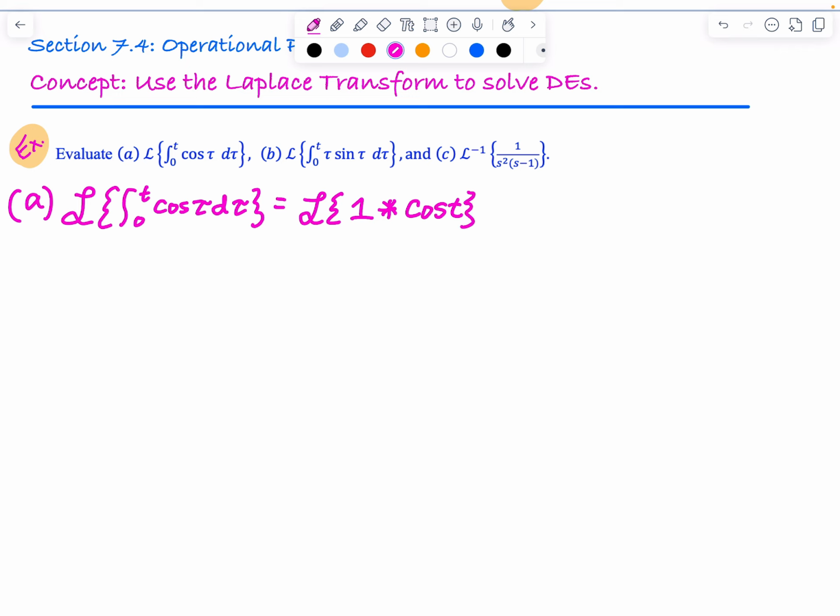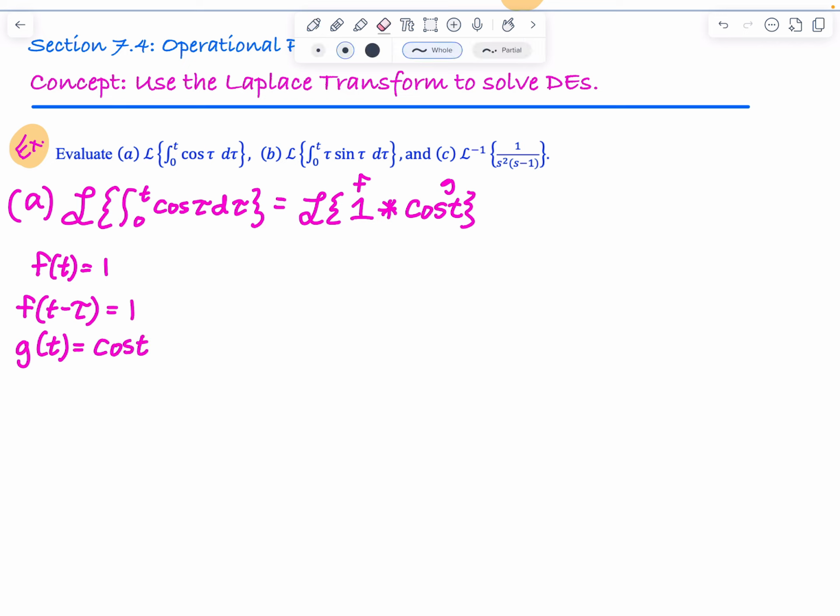Think about it for a moment. If this is f and this is g, so f of t is 1, so f of t minus tau is 1. It doesn't change. And then the g function, right, g of t is cosine of t. Or you could think about it the other way around, if that's bothering you because it doesn't fit our definition exactly. You could call these g's, and then f of tau there would be the cosine of tau. All right, so that's where those come from.